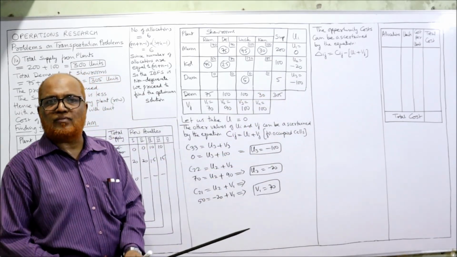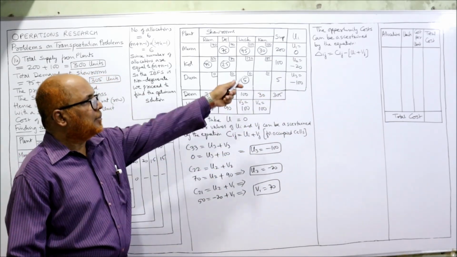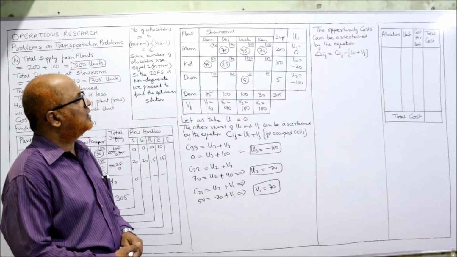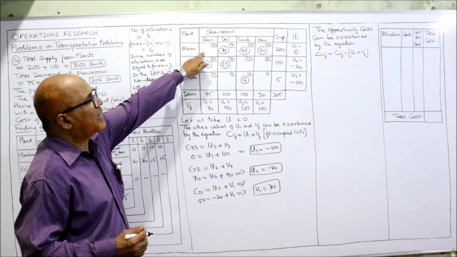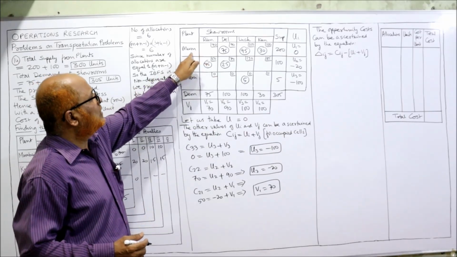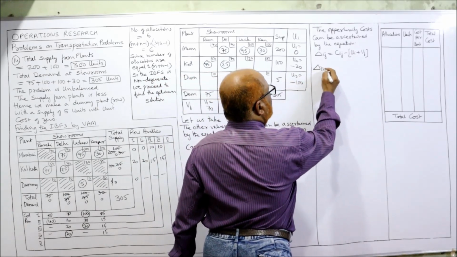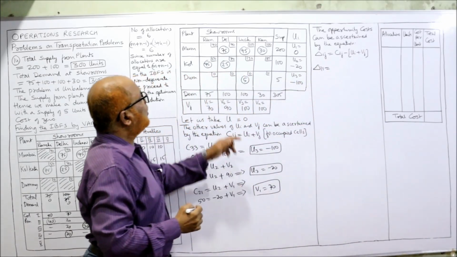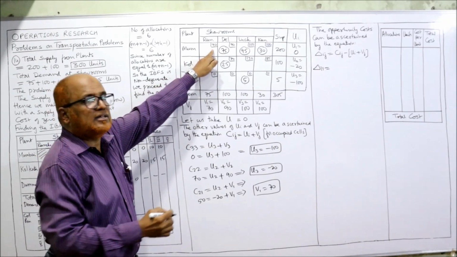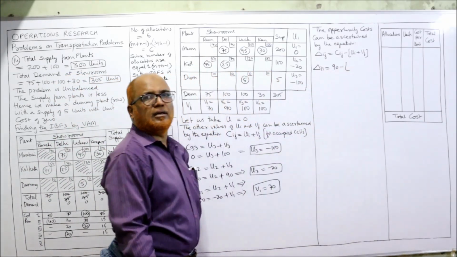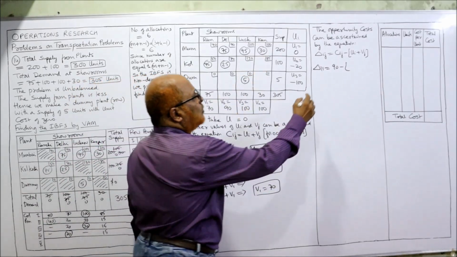The opportunity cost of unoccupied cells can be ascertained by the equation delta Ij is equal to Cij minus Ui plus Vj. So first, this is the unoccupied cell. What is the location? First row, first column. So delta 11 is equal to C11. What is the C11 here? 90. So 90 minus U1. U1 is 0.